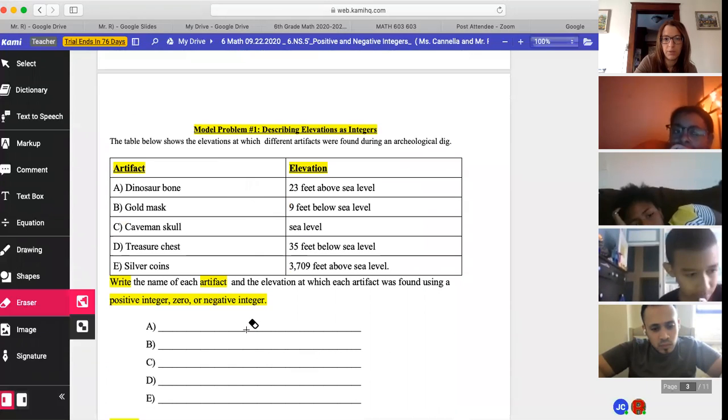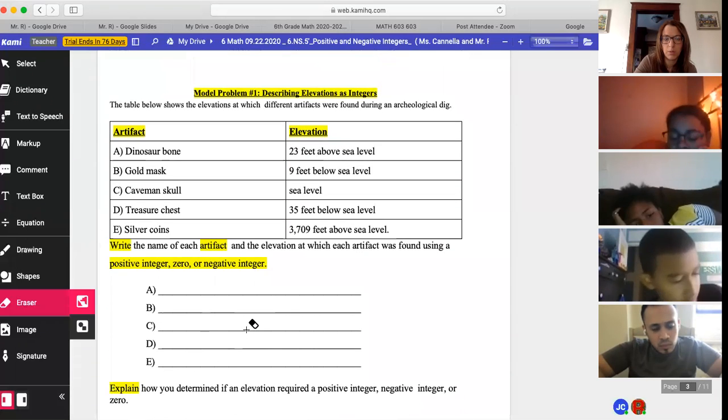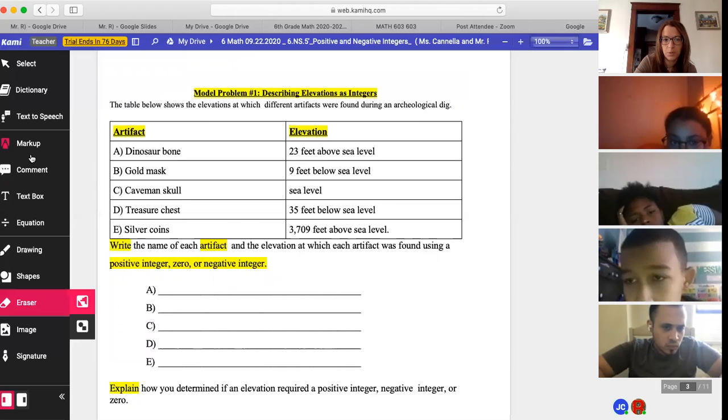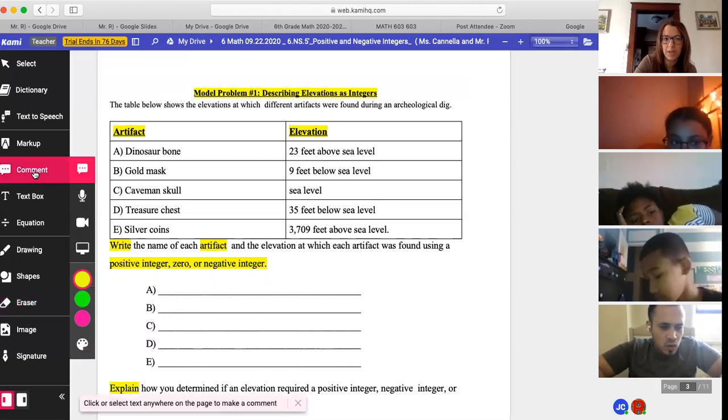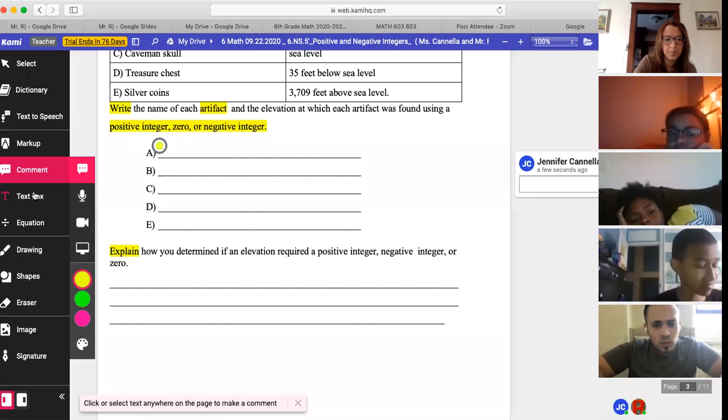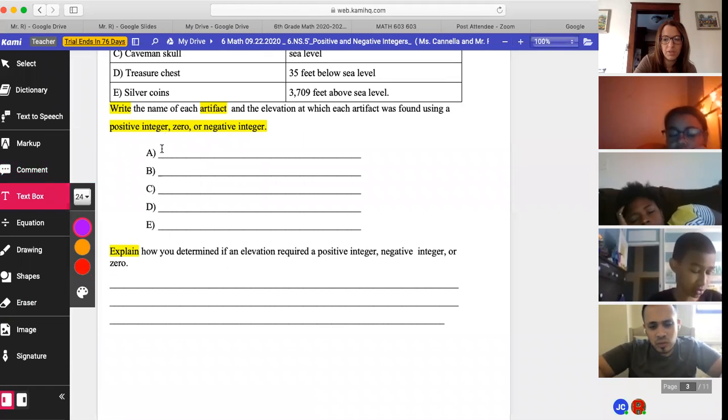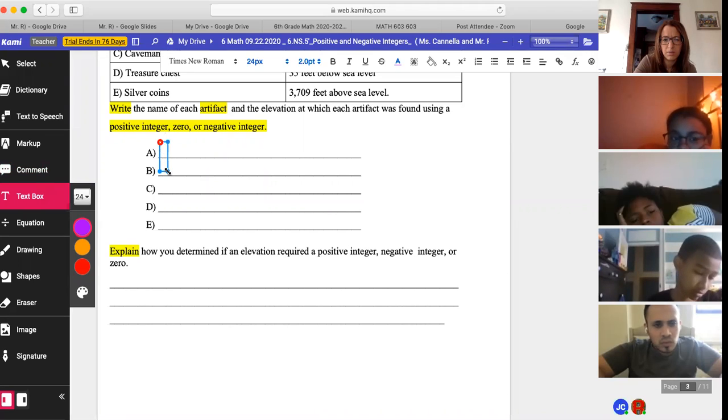All right, we're going to review this question. I'll do this one, and Mr. R will do the next one. So what you have to do is write the artifact's name, and then you have to translate the math into an integer. It's very similar to what we did the other day, and if you came to yesterday's tutoring session, Givelli's here, we reviewed this.